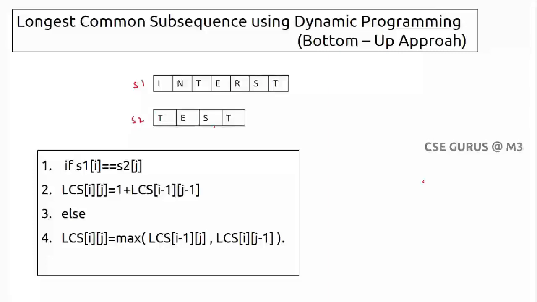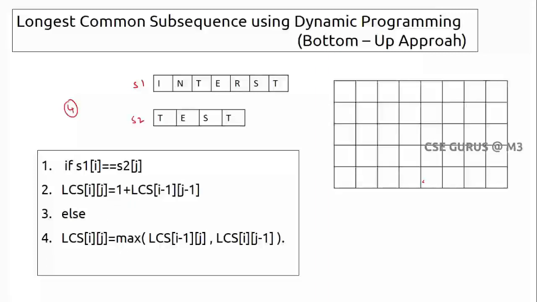I'll try with interest and test. What should our answer be? We know the longest common subsequence is 4, which is test. Every character comes under common subsequence. We need to follow these two rules: if both are equal, use this formula, otherwise this formula. We'll see directly how to apply it.